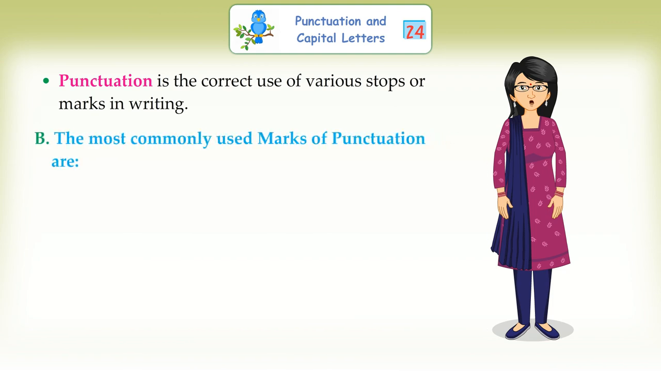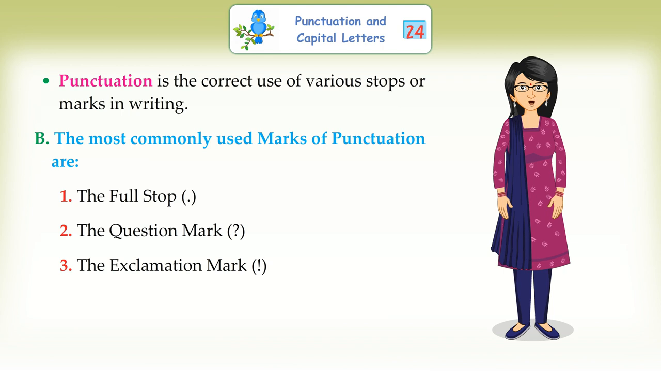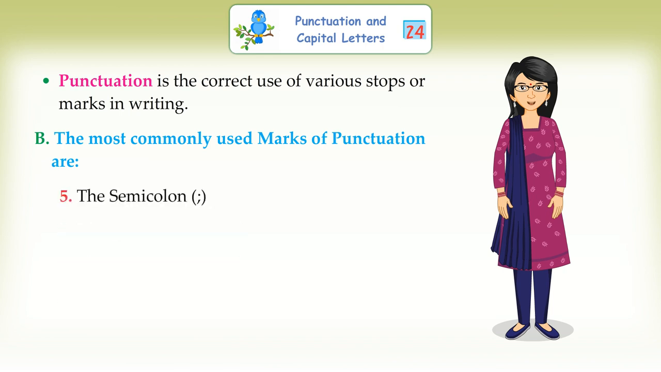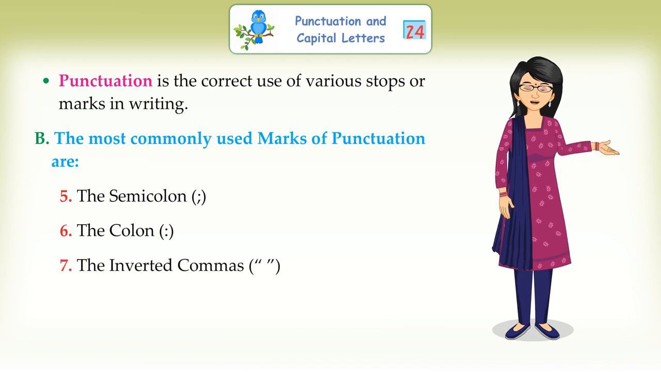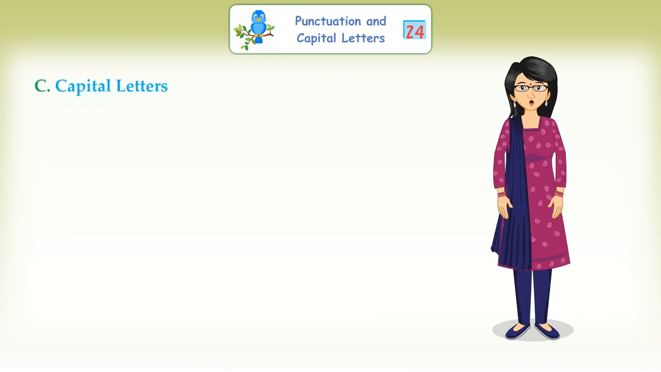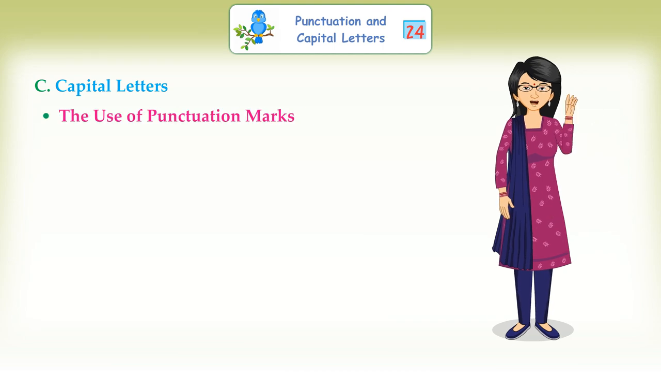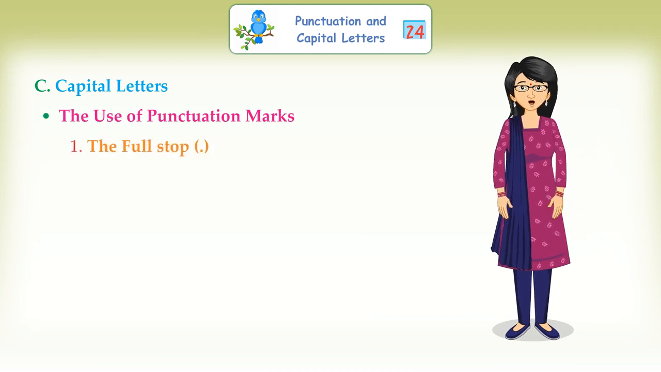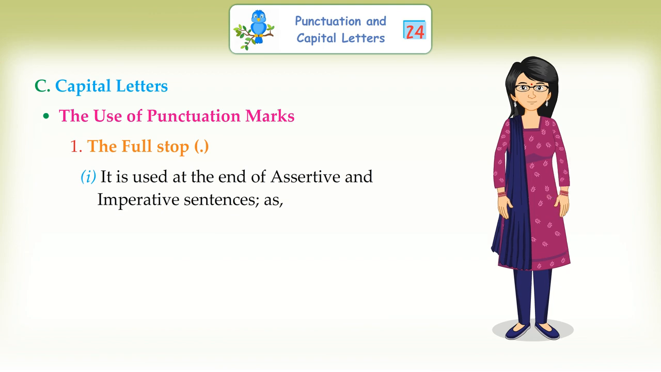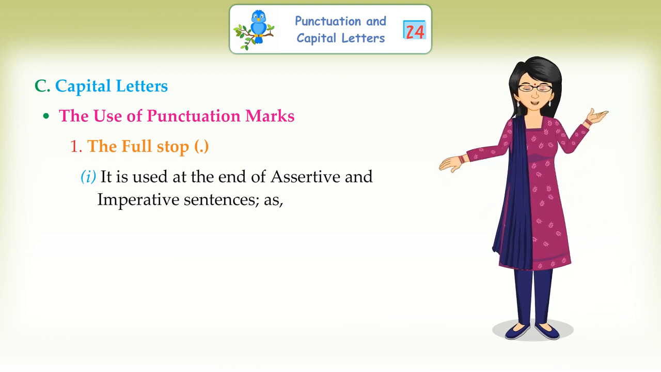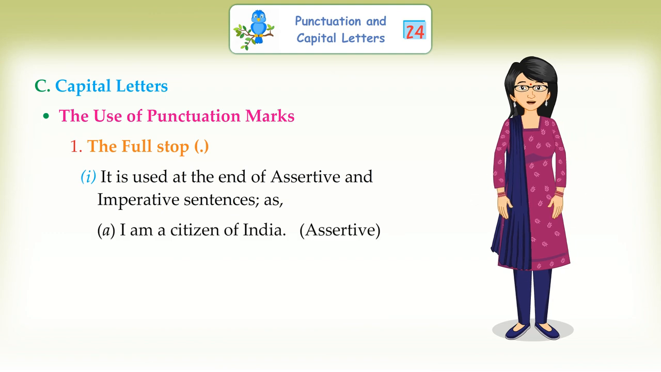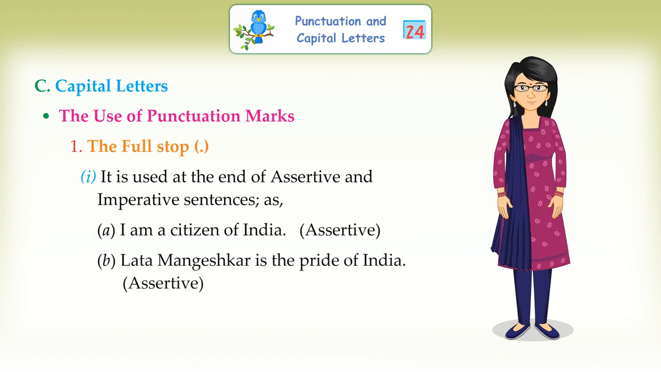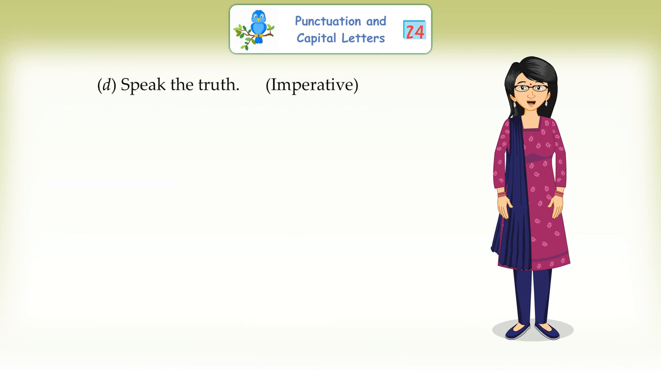The most commonly used marks of punctuation are the full stop, the question mark, the exclamation mark, the comma, the semicolon, the colon, and the inverted commas. Also capital letters. The use of punctuation marks. The full stop. It is used at the end of assertive and imperative sentences, as: I am a citizen of India. Lata Mangeshkar is the pride of India. Help the poor. Speak the truth.